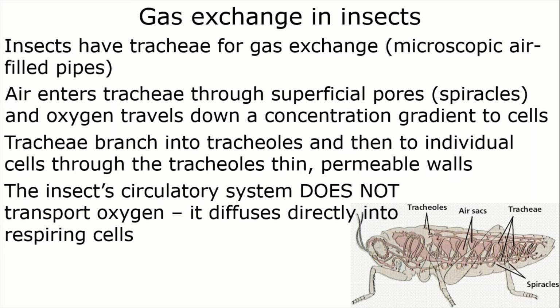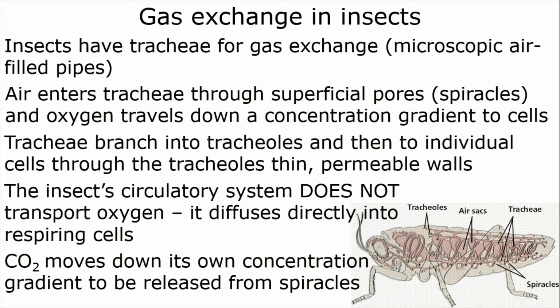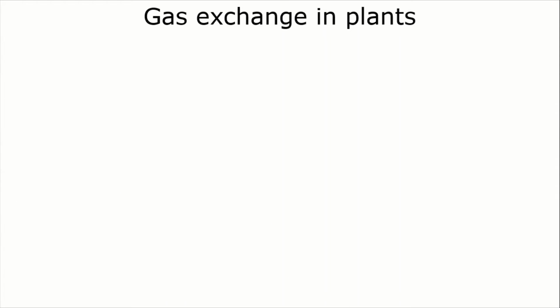In humans, obviously, we breathe in and deoxygenated blood comes into the lungs, it gets oxygenated, and that oxygen in the blood is transported to our cells. That does not happen the same way in insects. Its circulatory system has nothing to do with gas exchange. And CO2, which is the insect's waste gas, will move down its own concentration gradient, and this is then released through the spiracles. So now we're going to move on to our final example, which is gas exchange in plants.